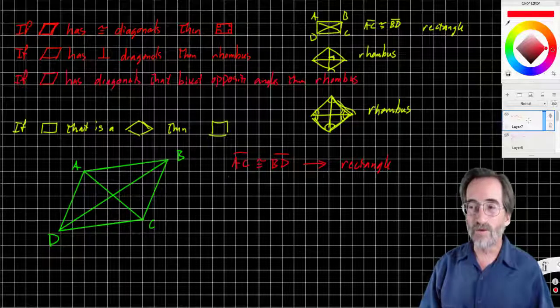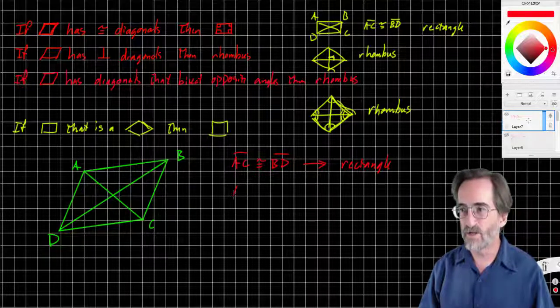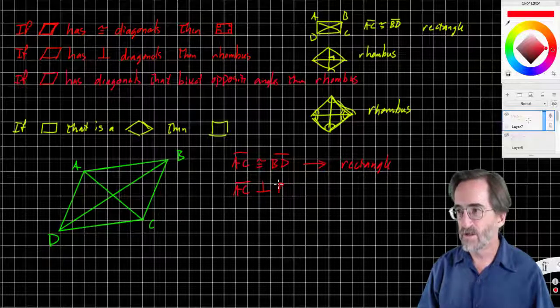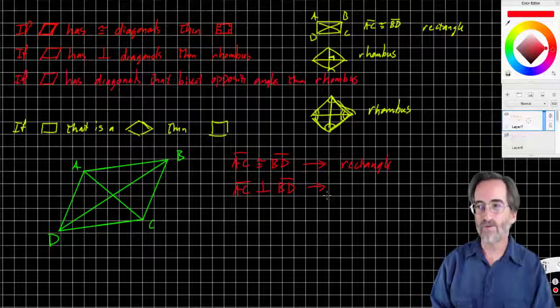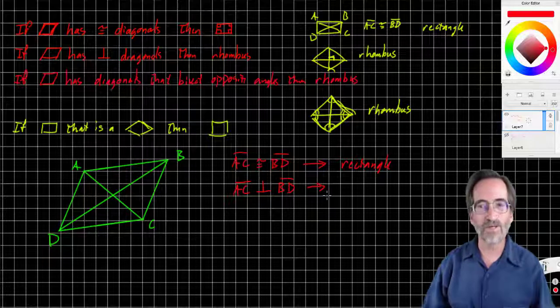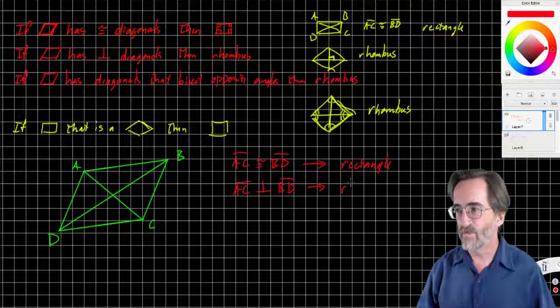If, on the other hand, I tell you not that AC is congruent to BD, but that AC is perpendicular to BD, they form a right angle. Think about it for a second. What is the shape? If a parallelogram has perpendicular diagonals, then it is a rhombus.